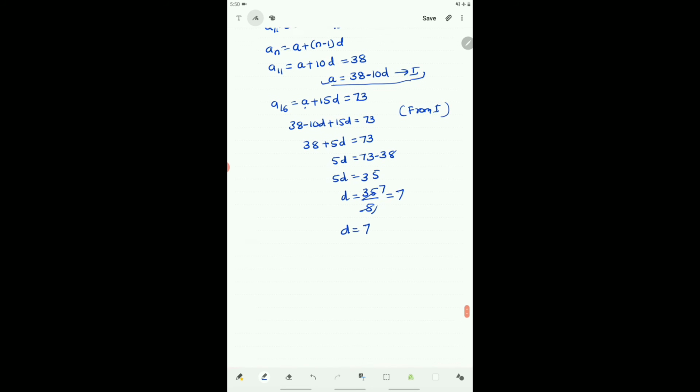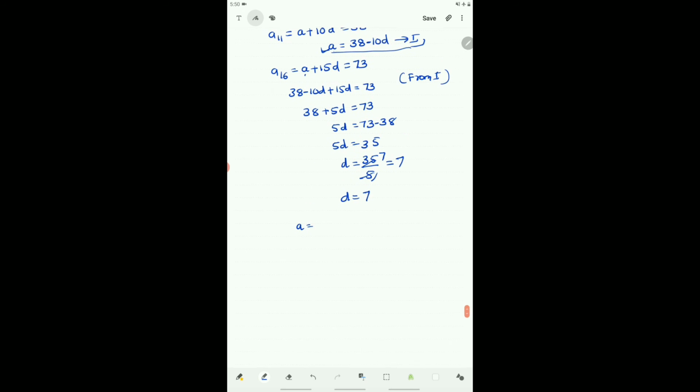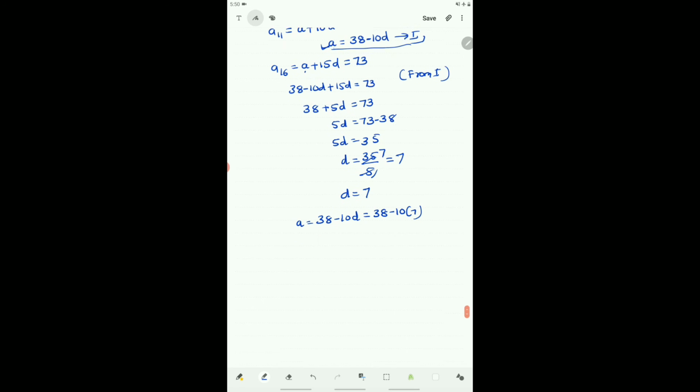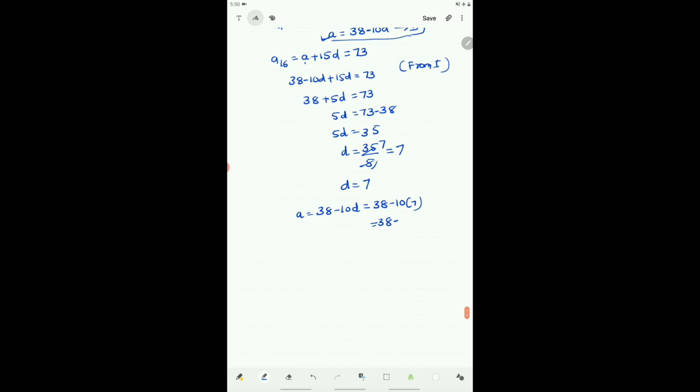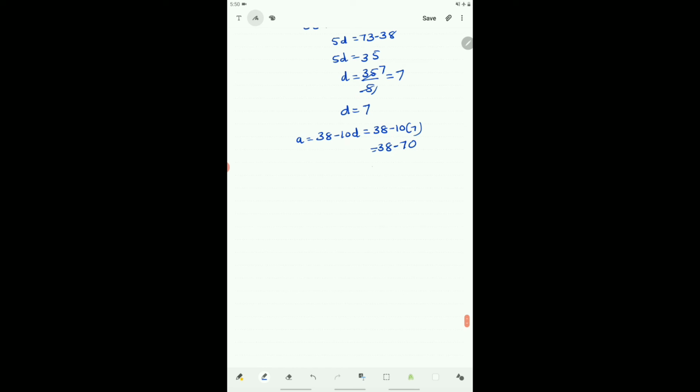D value is 7. You must get the value of A. Here A is equals to 38 minus 10d, that is 38 minus 10 into 7, that is equals to 38 minus 70. 38 minus 70 is minus 32. You got the value of A and D. A is minus 32 and D is 7, and find A 31st.